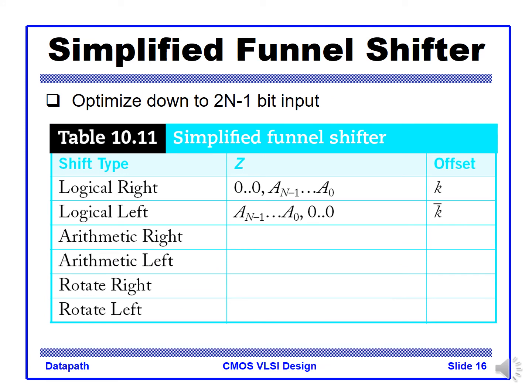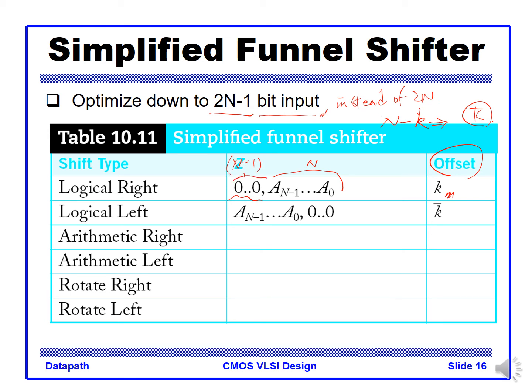We can further simplify the funnel shifter by having a 2N minus 1 input bit arrangement instead of 2N bits. In this case, the offset calculation is easier. Previously, we needed an adder to calculate N minus K, but if we reduce the bits, then we can simply calculate it by just inverting K. For example, in the logical left case, we have an input of N bits and all 0 filled in the N minus 1 bits.